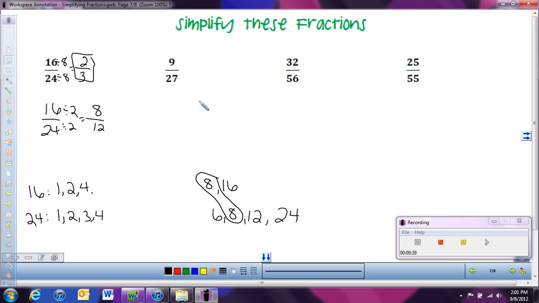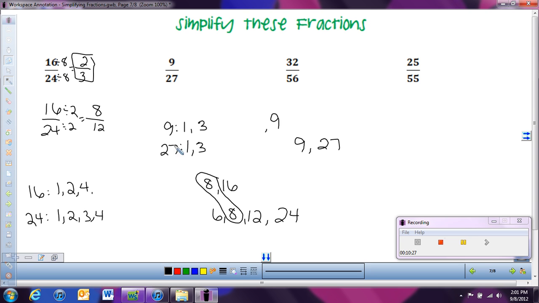So we'll do 9 and 27. So we have 9 and we have 27. Remember, we always start with 1 and 9. 2 doesn't work because it's not an even number. 3 works because 3 times 3 is 9, and that puts us back in the middle, so we're done with 9. For 27, again, we'll start with 1, which would be 27. 2 does not work because it's not an even number. 3 works because 7 plus 2 is 9, and 9 is divisible by 3. So 3 times 9 is 27.